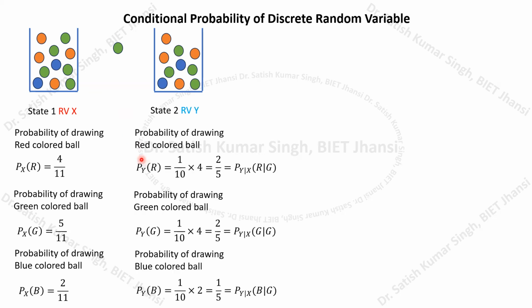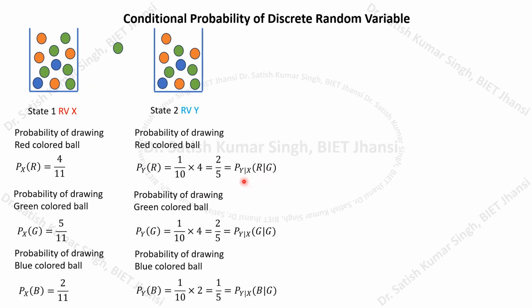Similarly, the way we have calculated the conditional probability, the same thing we can also calculate for the discrete random variable. So here this probability p y bracket r will denote the probability in this second state that the outcome y will be equal to a red ball, and that you can calculate. So this will be your conditional probability.